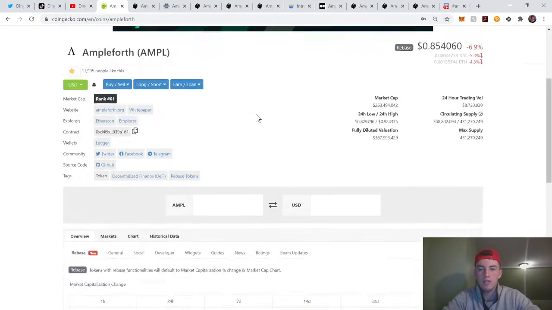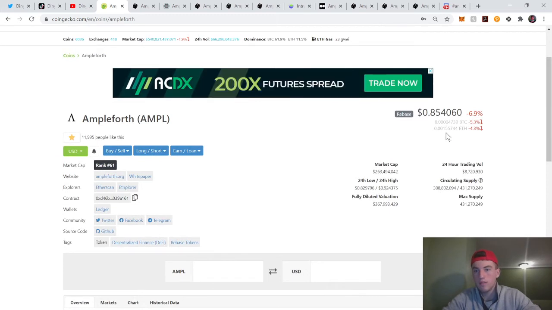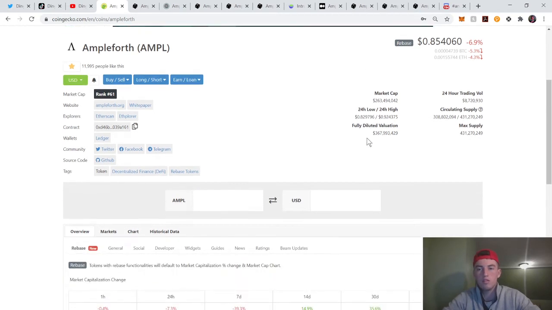So let's jump right into it. So Ampleforth, it's similar to a stable coin, but in a different manner. It's a rebasing protocol. So every day it rebases on token demand, and we'll get more in depth on that soon.